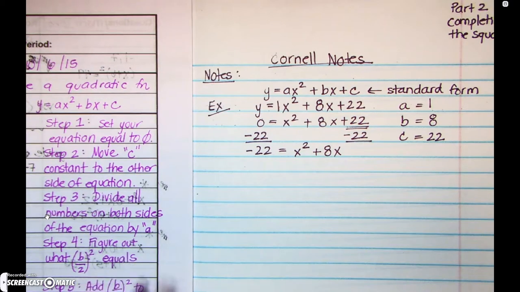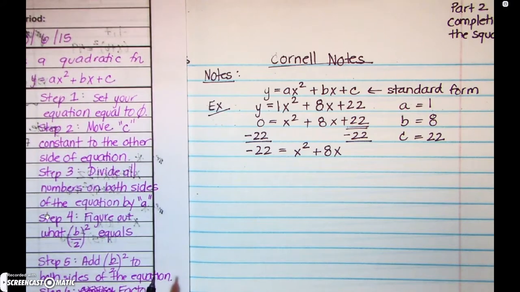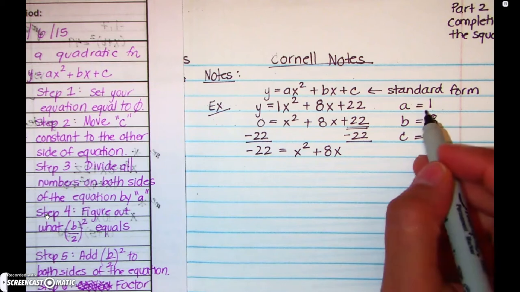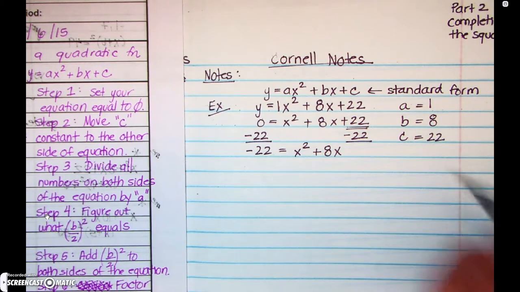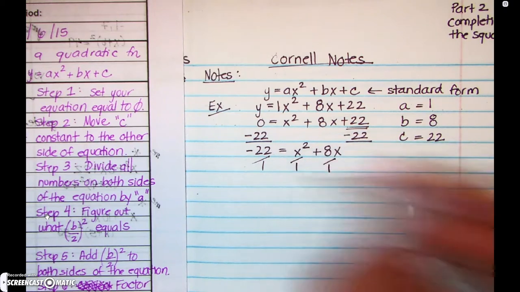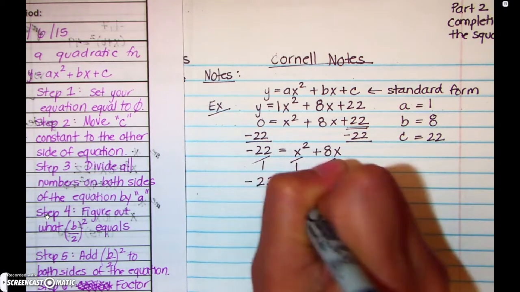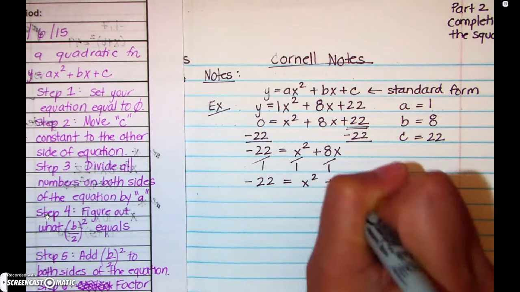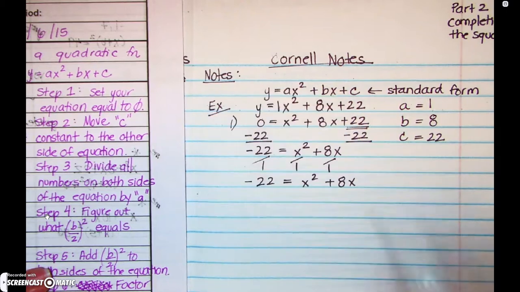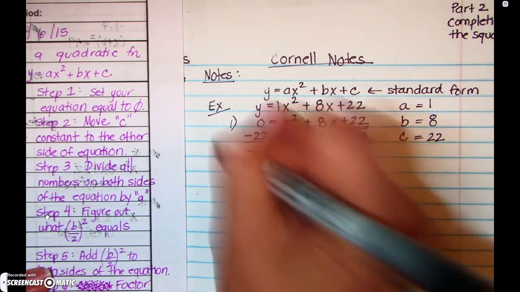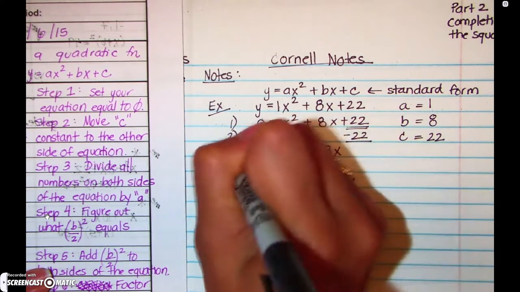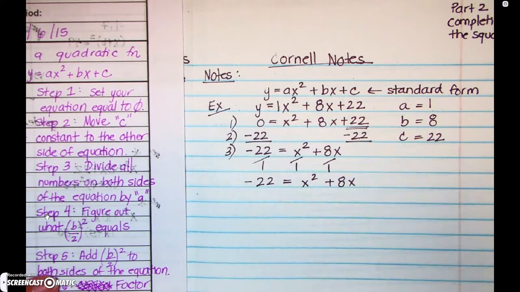Step 3, divide all numbers on both sides of the equation by a. In this case, a is 1, so really, when we divide by 1, we end up getting the same exact thing. So we're left with negative 22 is equal to x squared plus 8x. We have completed step 1, setting the equation equal to 0. Step 2, moving the constant to the other side. Step 3, dividing the numbers by a.